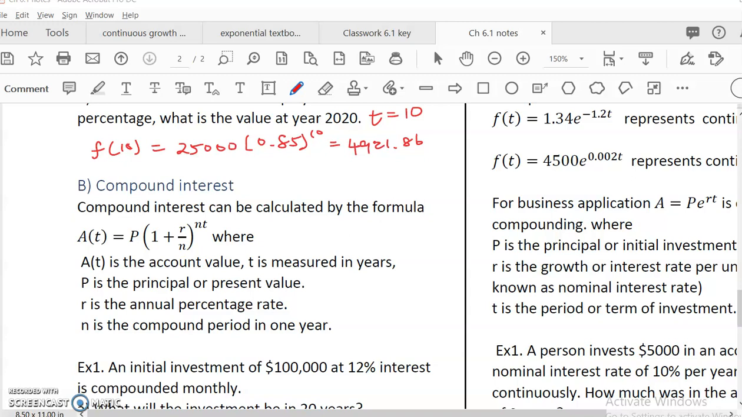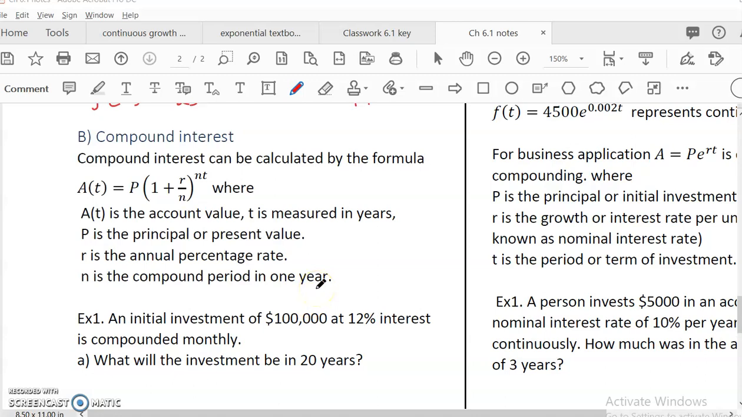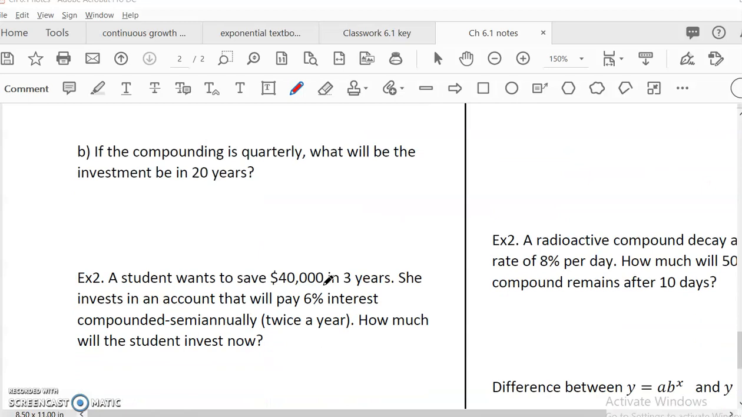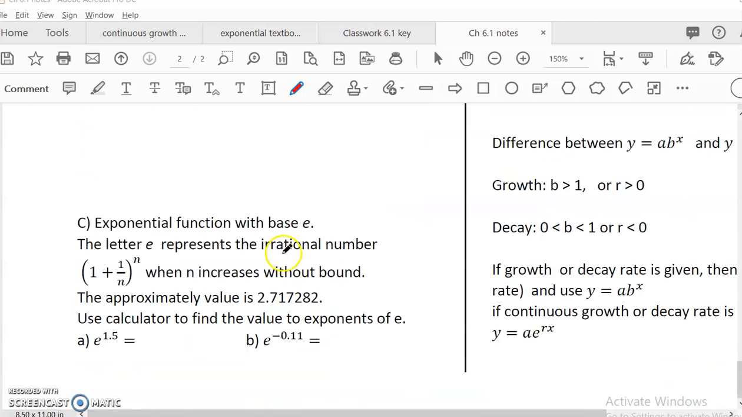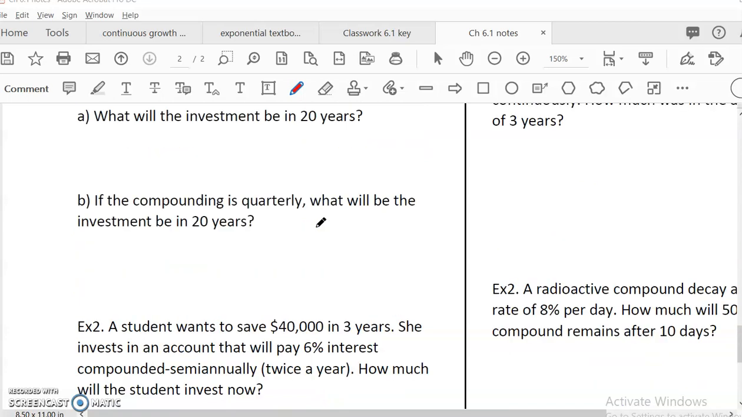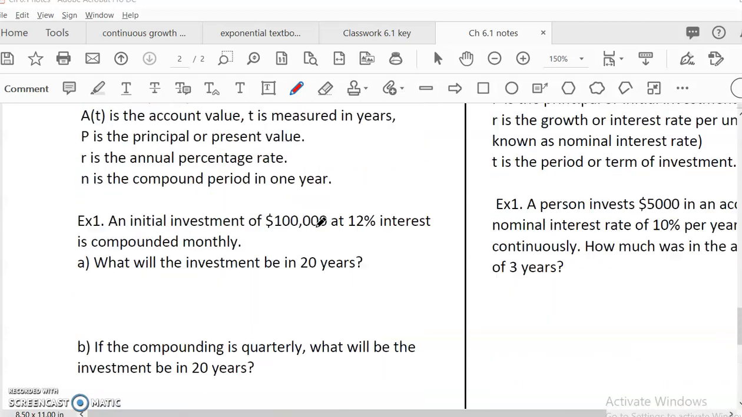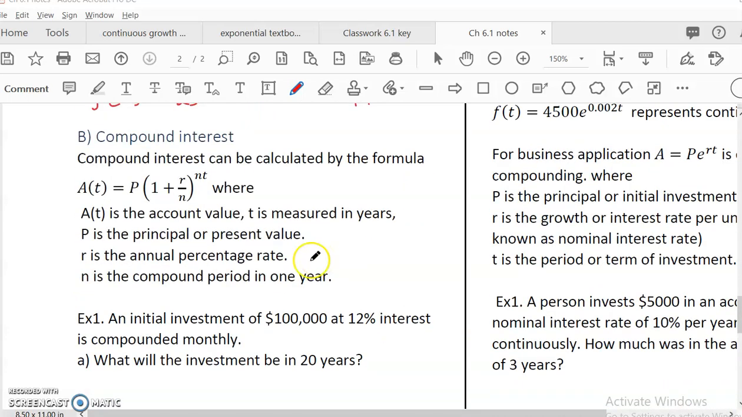Compound interest, where money grows by compounding the interest, is a good example of exponential growth, and also is a good way to introduce something called continuous growth with a base called E, the exponential constant E. We call it natural growth, the natural exponent. Okay, so let's start with compound interest.